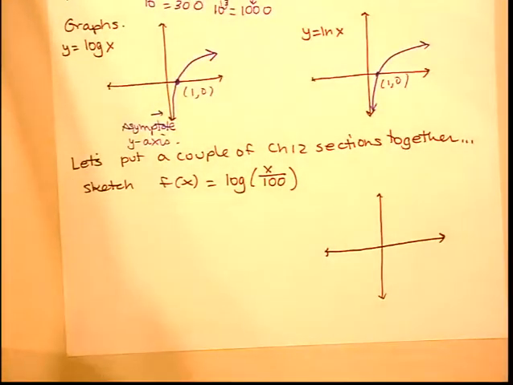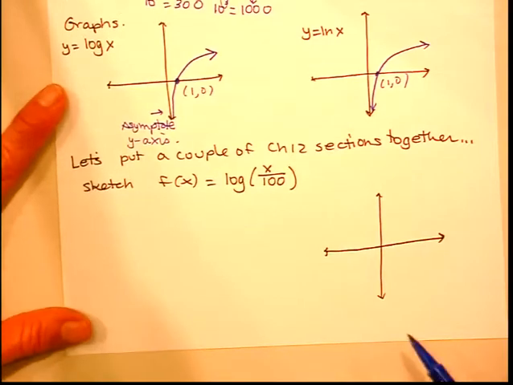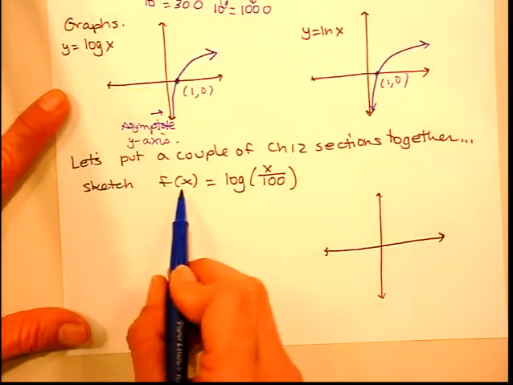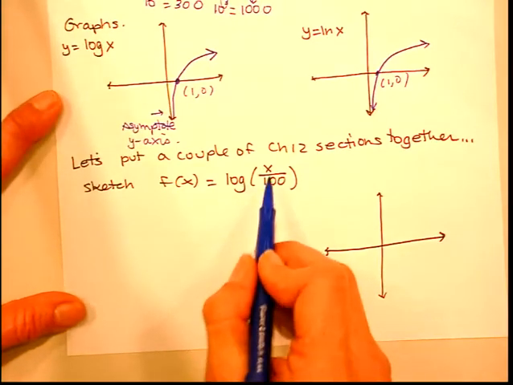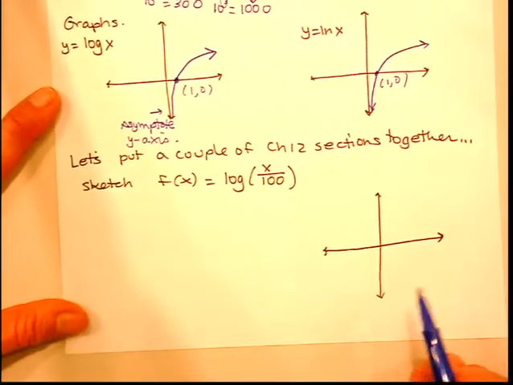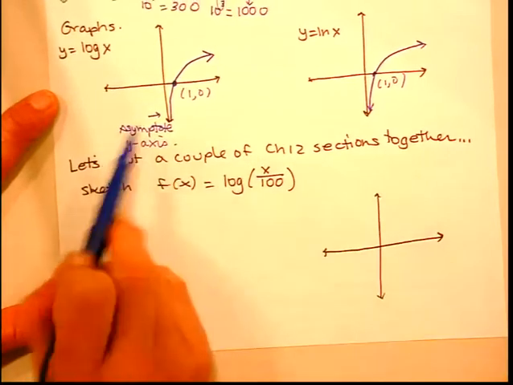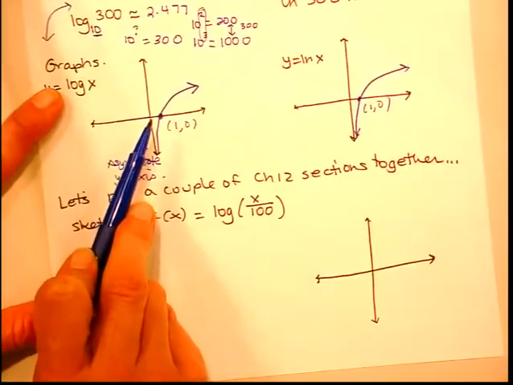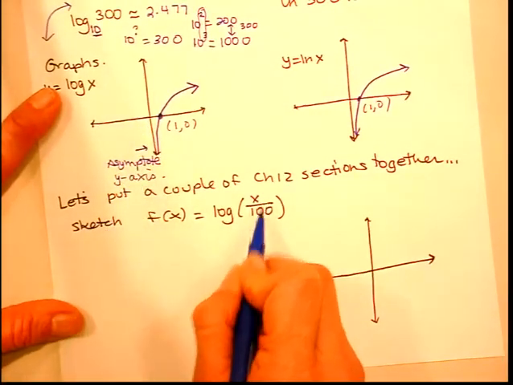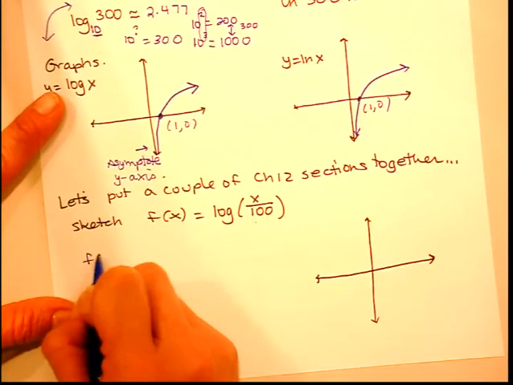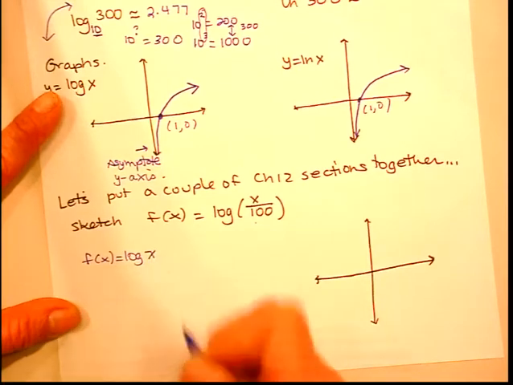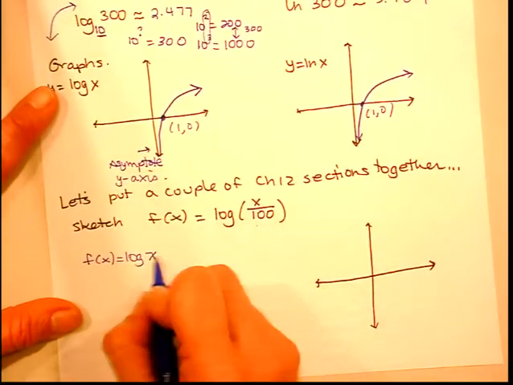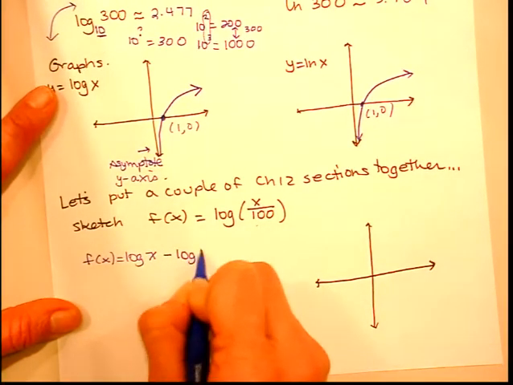So here, let's put a couple of Chapter 12 sections together. So let's sketch f of x equals log, what's the base? 10 of x over 100. Okay, so I have my basic shape of a log graph. But my argument here is a quotient. And how do we rewrite if I have a quotient? Right? It's the log of the top minus the log of the bottom.